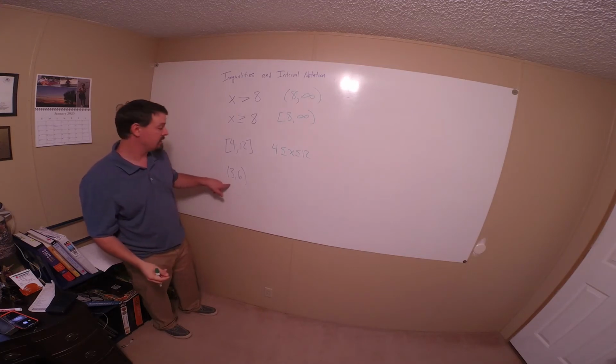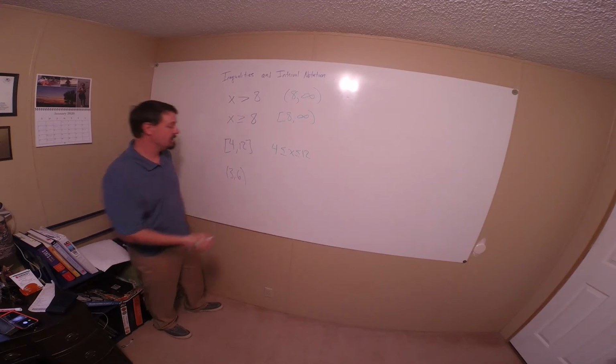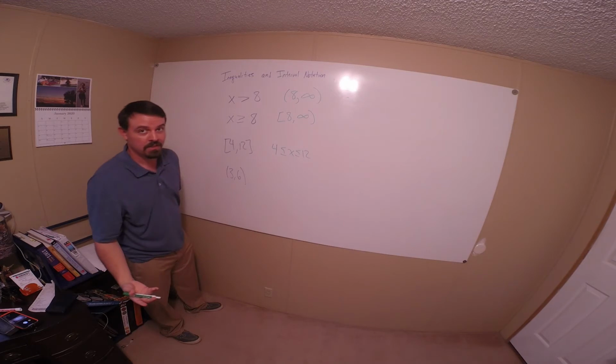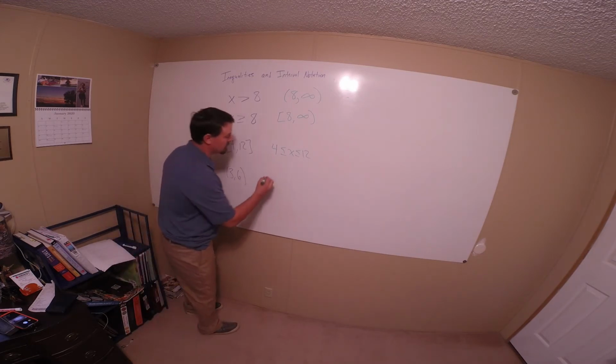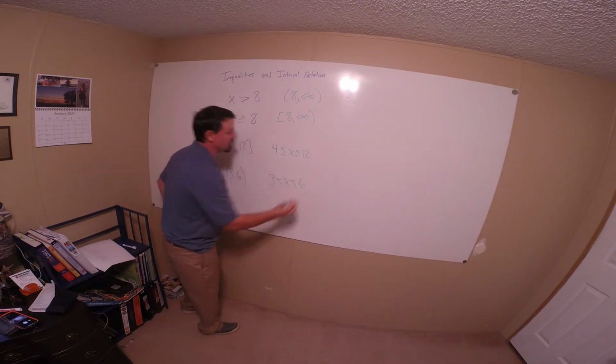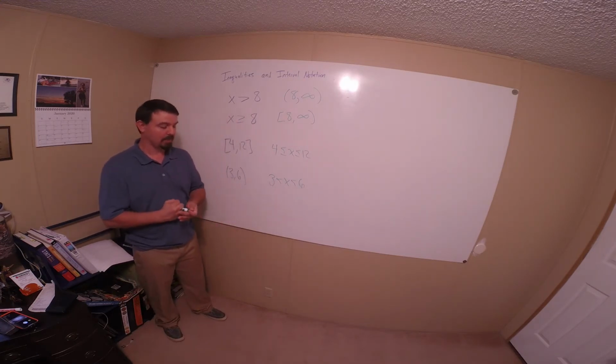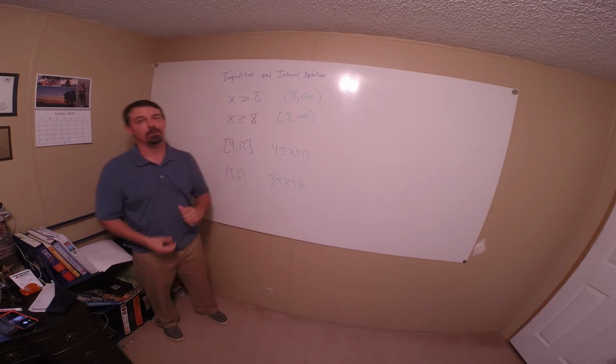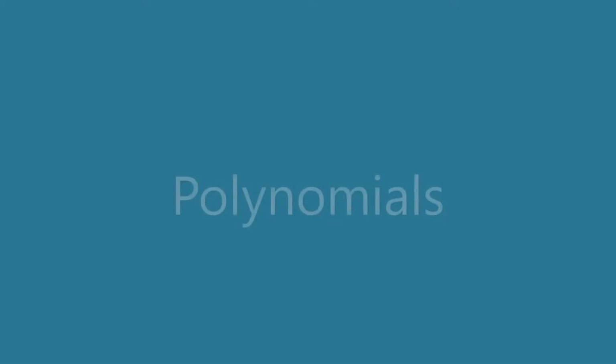Now here I have parentheses. So 3 and 6. That means x is between 3 and 6, but not equal to 3 or 6. So 3 is less than x is less than 6. And that's simply how you go between interval notation and inequalities, and vice versa.